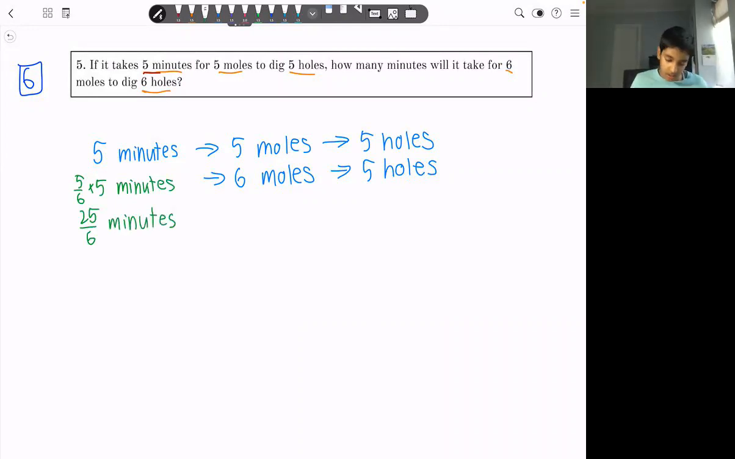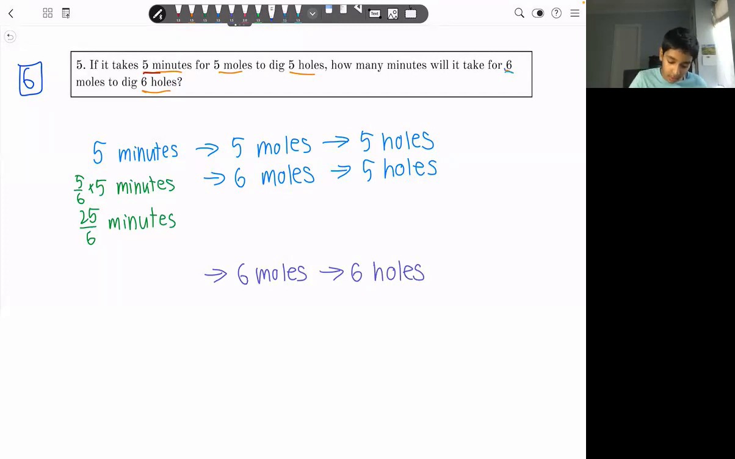Okay. Now let's change the second part. Now, how many minutes will it take for 6 moles to dig 6 holes, right? That's our problem, 6 holes. In these types of problems, we want to change 2 things, right? So let's change one thing first. We change the number of moles and then change the number of holes. We change one piece at a time. We have 25/6.